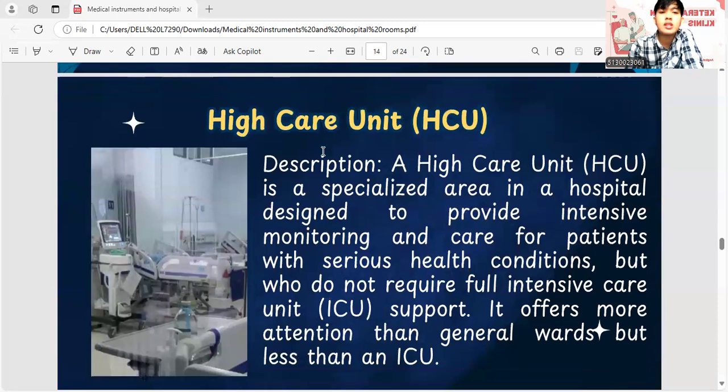And the next, high care unit. Description: a high care unit is a specialized area in a hospital designed to provide intensive monitoring and care for patients with serious health conditions, but who do not require full intensive care unit support. It offers more attention than general wards, but less than an ICU.